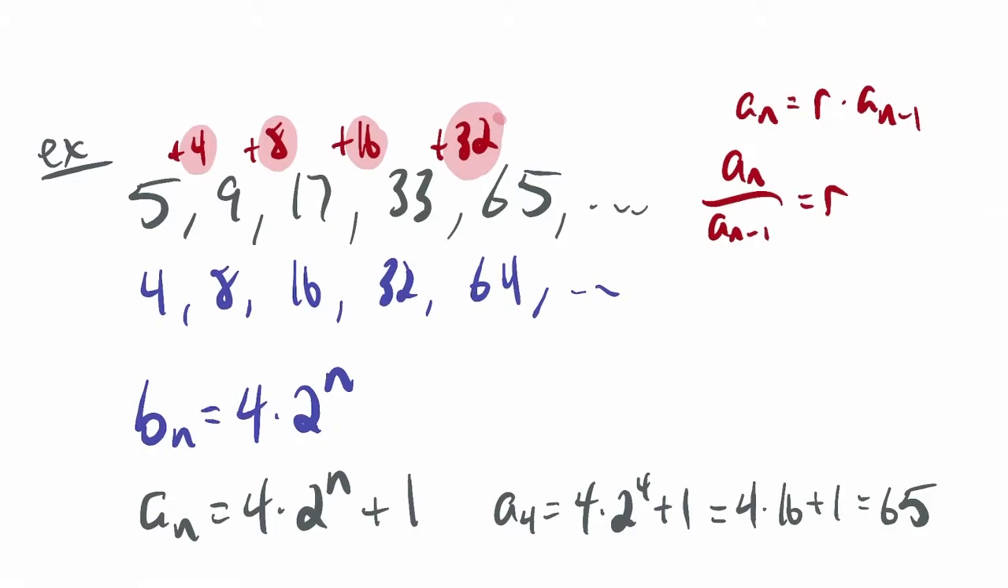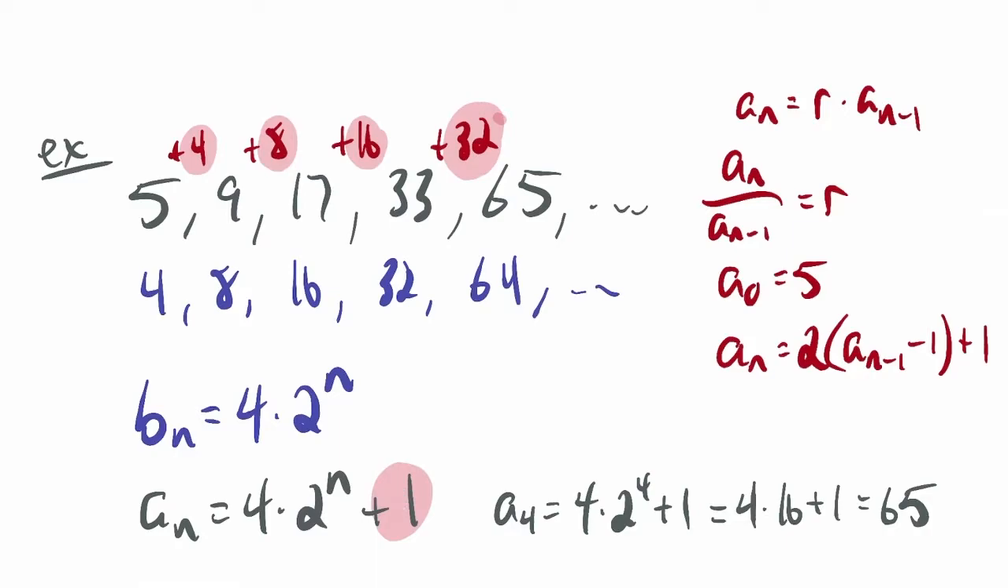Well, let's see. There's a couple ways to think about this one, I think. The sequence itself is not geometric, but it has a geometric thing going on. So what if I find a way to strip this off? I can say a sub 0 equals 5, because that's the starting point. I'm going to say that a sub n is equal to 2 times (a sub n minus 1 minus 1) plus 1. Where do I get that? Well, if I subtract 1 before I do my doubling, then I'm affecting the geometric portion, right?